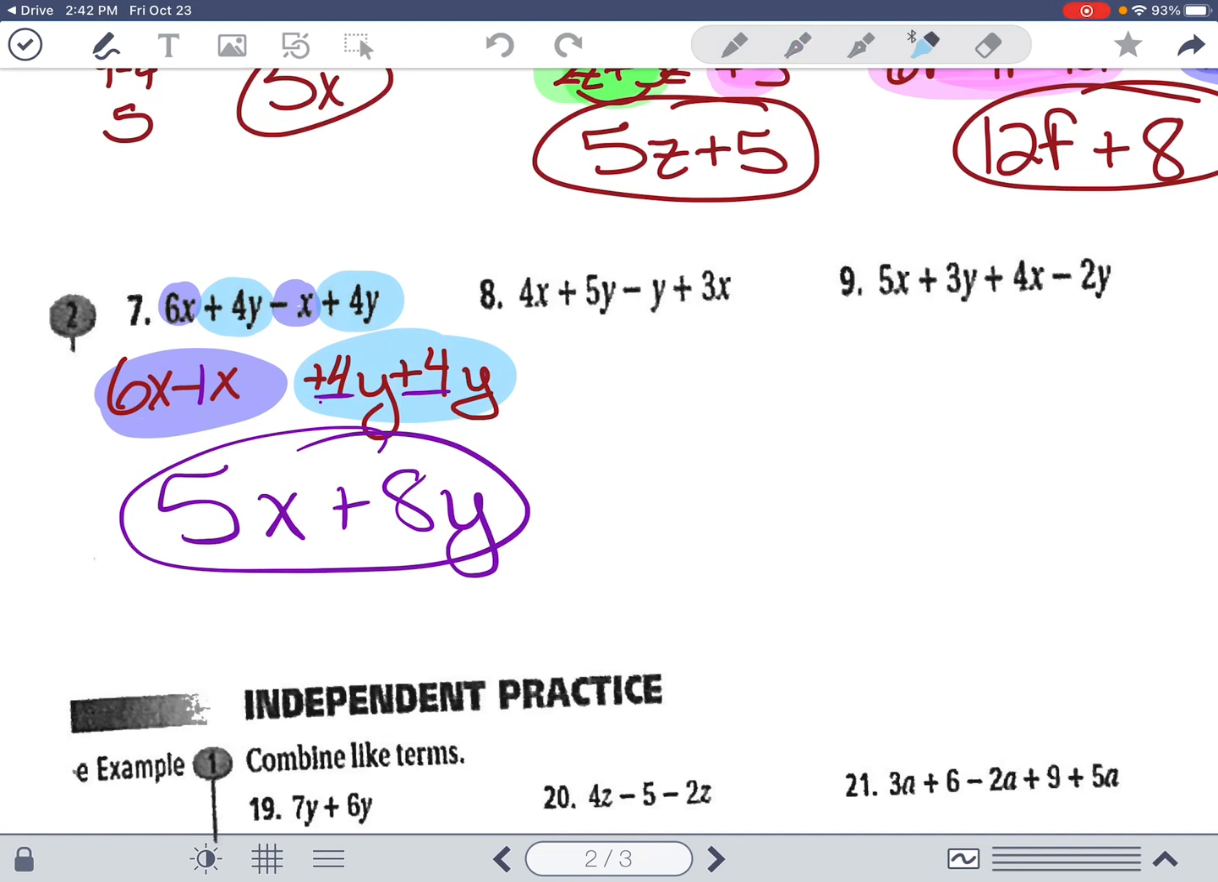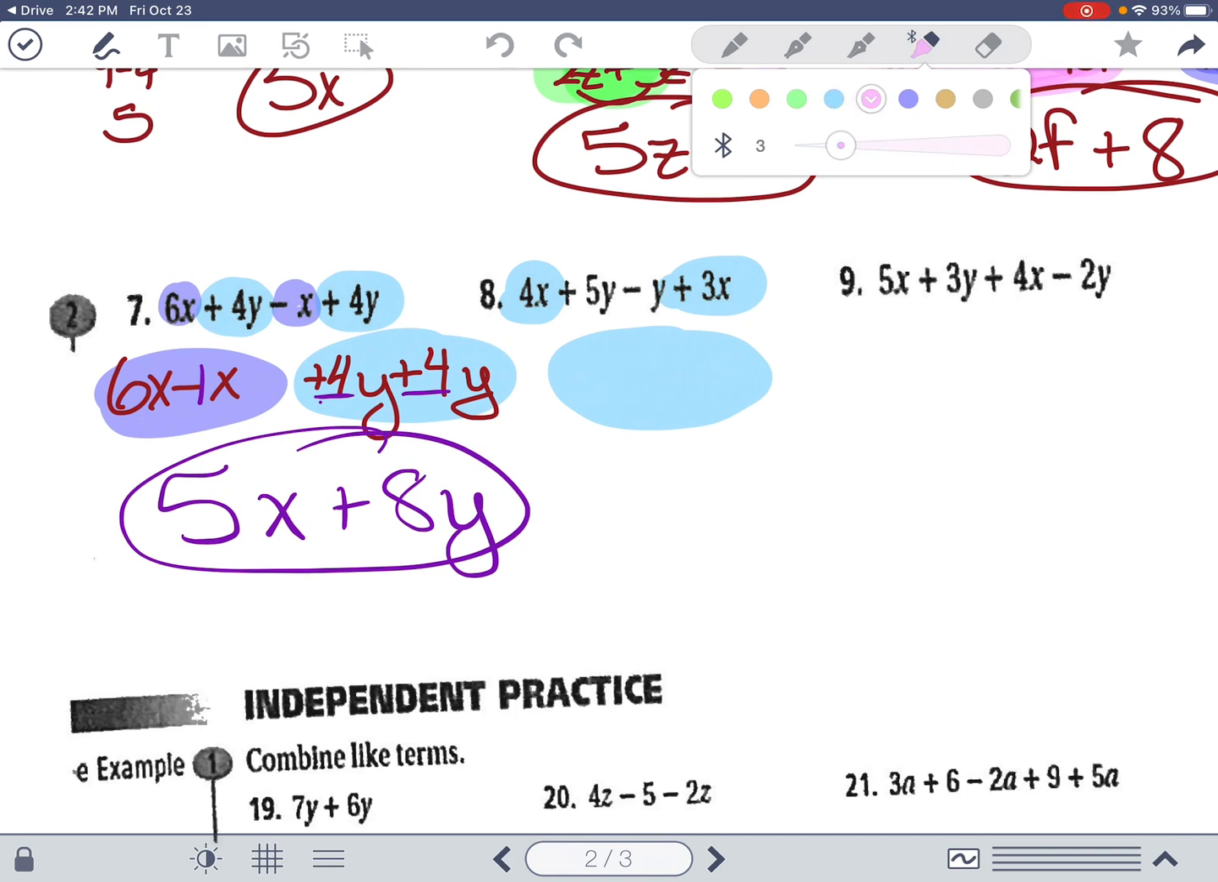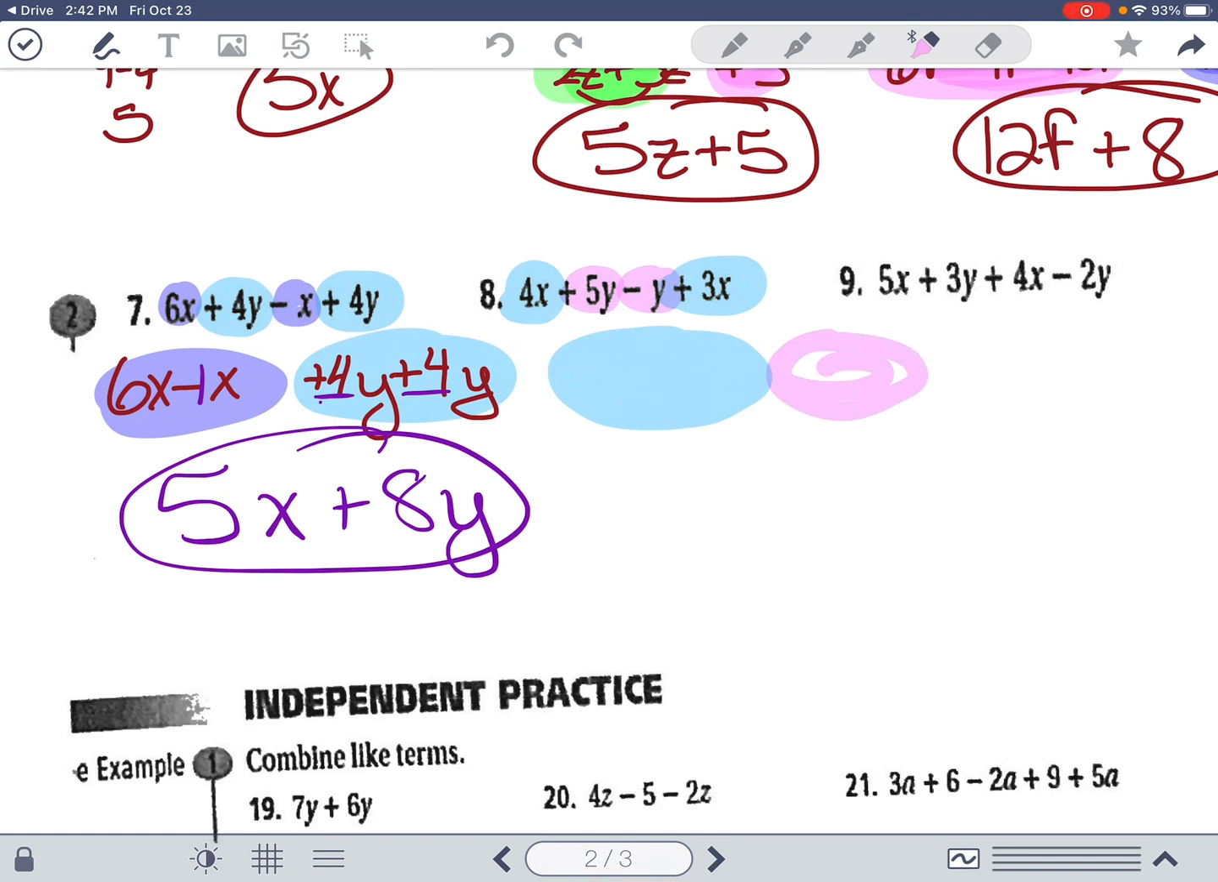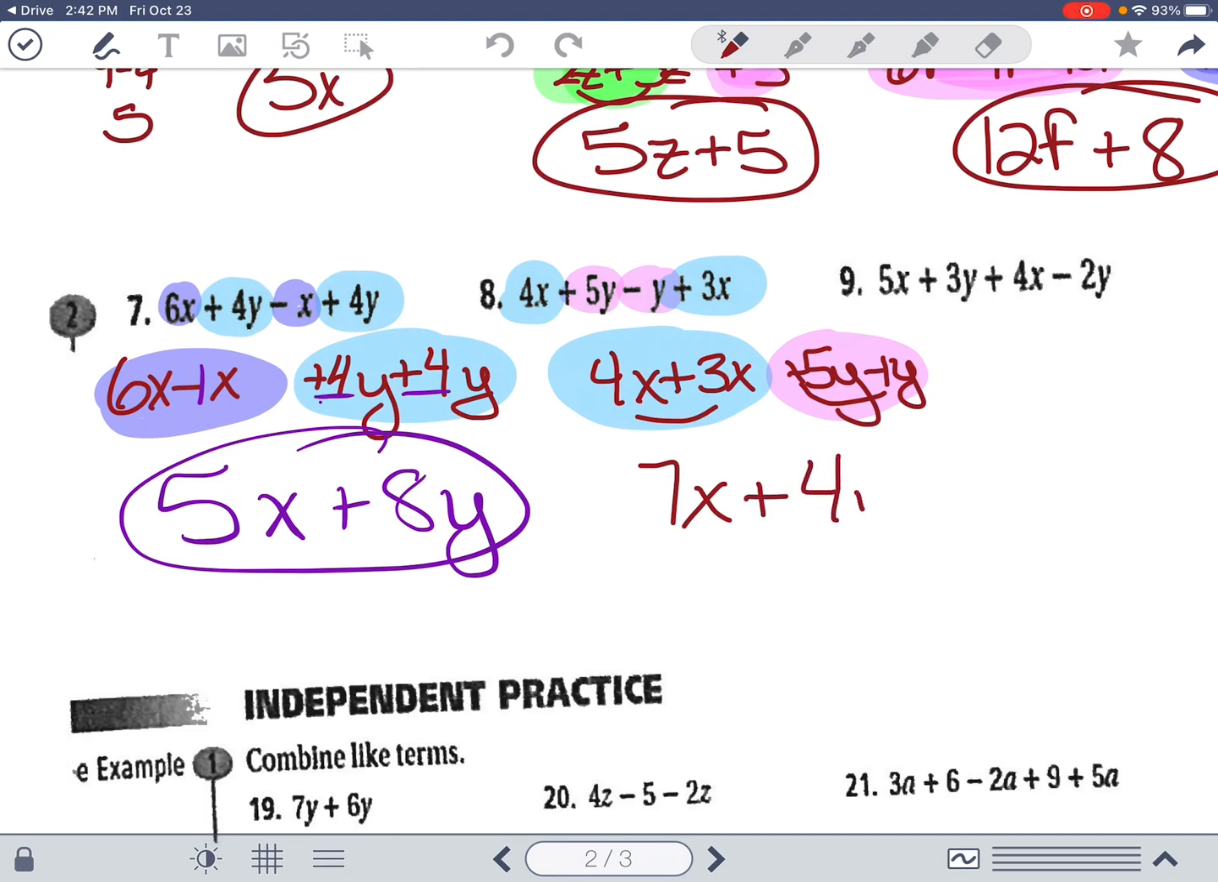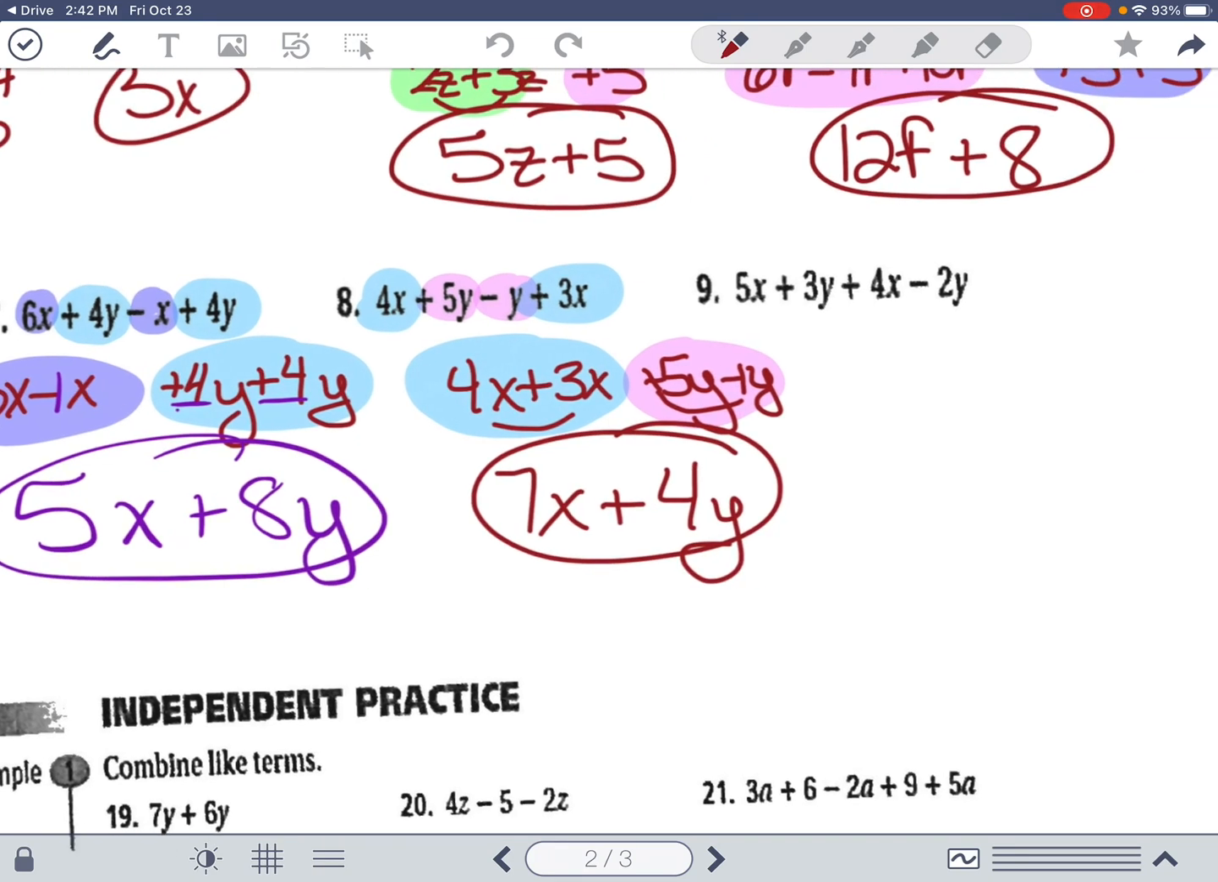Number 8, 4x. I'm looking across to the right. I don't see an x, don't see it. Oh, there's one. So I'm going to put my x terms in blue. And then I'm going to do plus 5y. And there's another y. So now I got some pink going on. So I've got 4x plus 3x in blue and plus 5y, take away y in pink. 4 plus 3 is 7 x's. 5 take away 1y is positive 4y. And that's your answer. Okay.